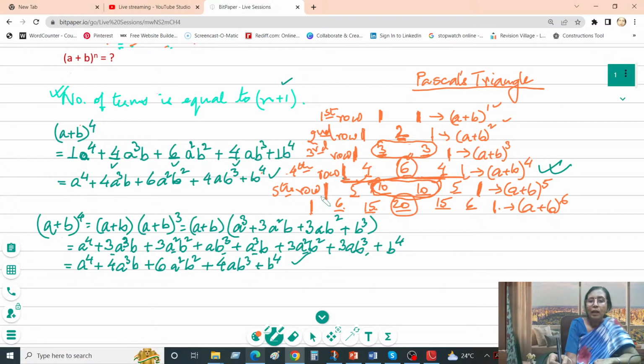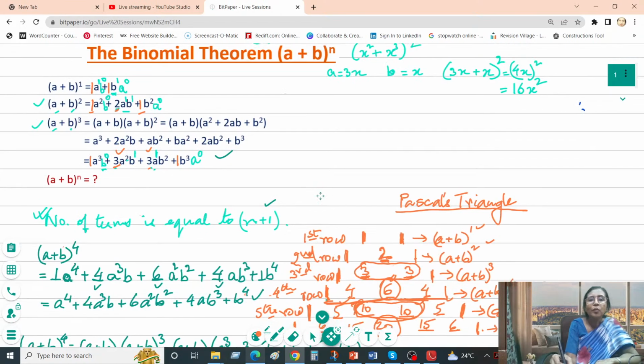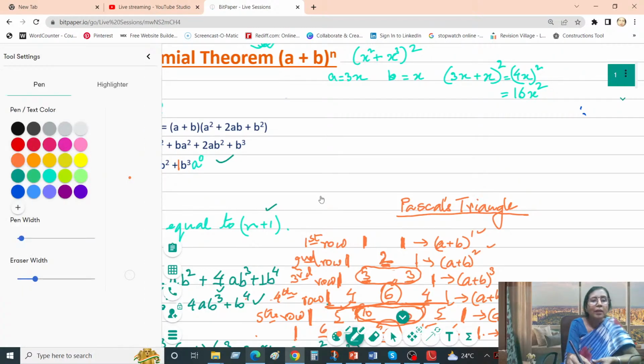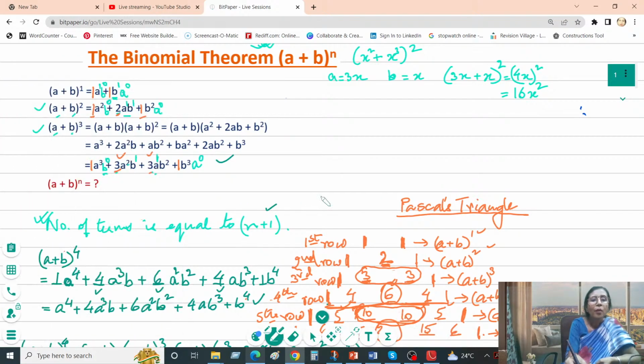Clear? Another thing that should be coming to your mind is, okay, so you have shown us so many things, but they are all with a plus sign in between. How does it change, or does it at all change, if instead of a plus b, we have a minus b? Let us see.